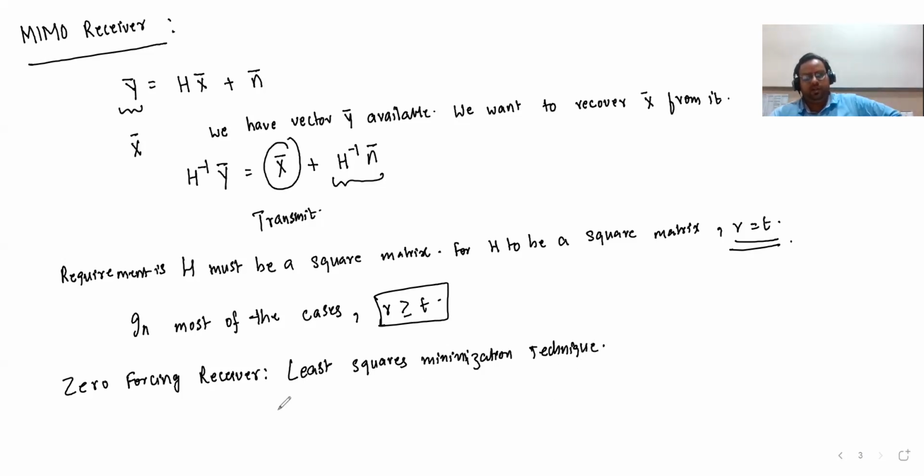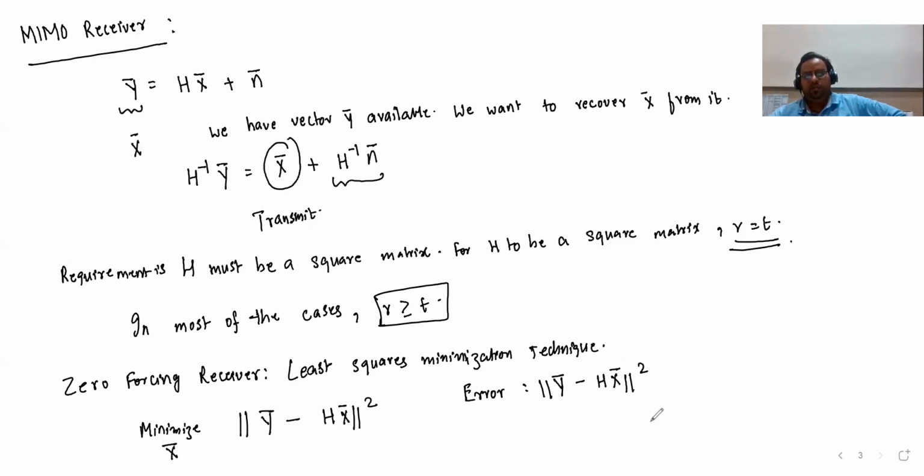The least squares minimization technique says that the difference between our received vector y and the transmit signal x multiplied with the channel coefficient, and the square of the second norm of this factor, has to be minimized. I have to choose the x that minimizes the square of the second norm between y bar and Hx bar. Basically this is a kind of error that we are receiving, expressed in the form we have written here. And this minimization of error is what we have to perform.